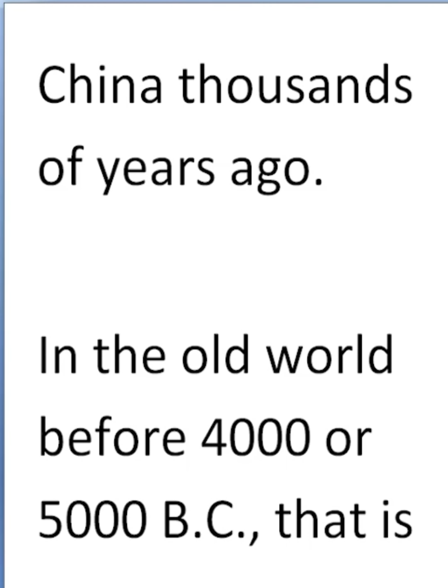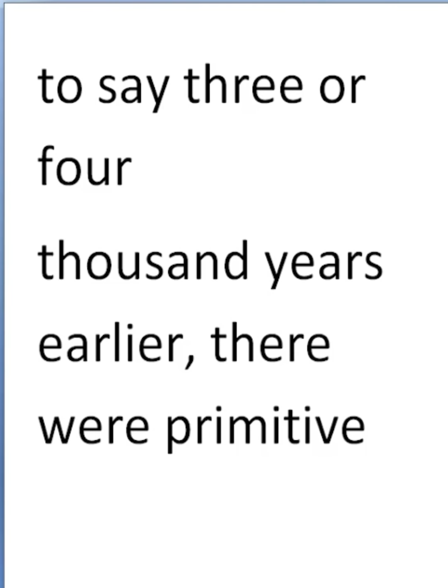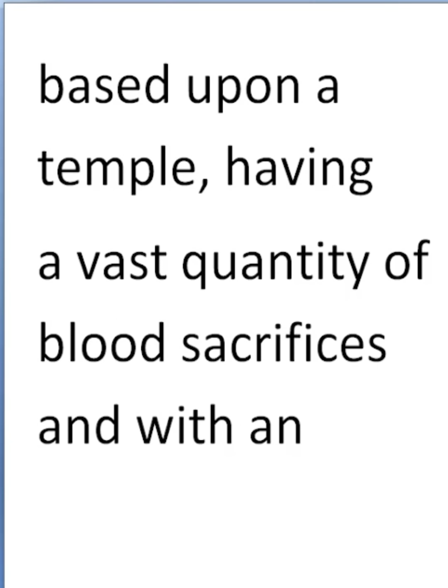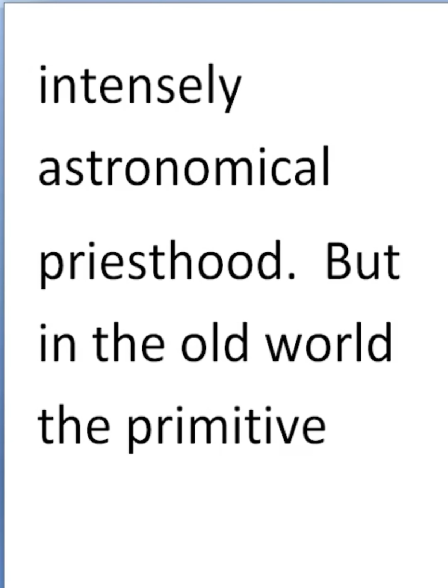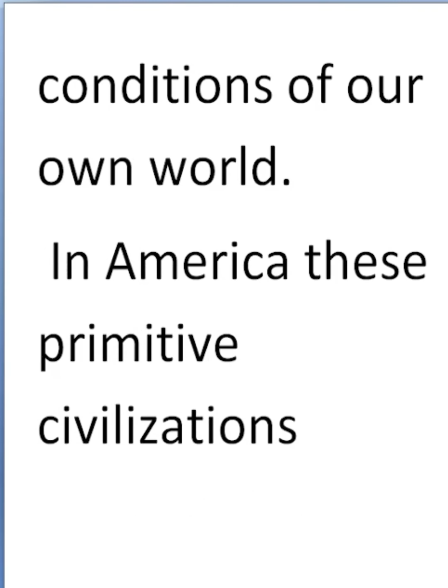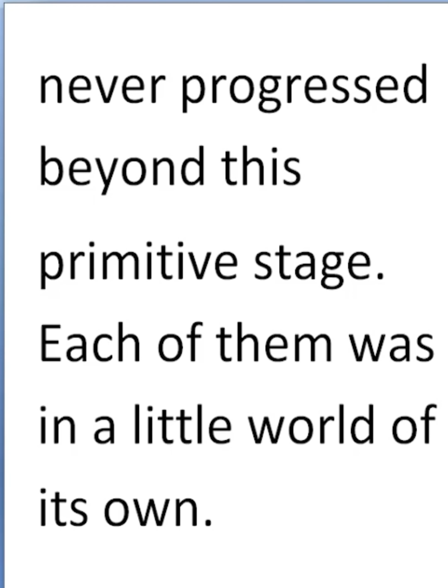In the old world before 4000 or 5000 BC, that is to say 3 to 4000 years earlier, there were primitive civilizations not unlike these American civilizations. Civilizations based upon a temple, having a vast quantity of blood sacrifices, and with an intensely astronomical priesthood. But in the old world, the primitive civilizations reacted upon one another and developed towards the conditions of our own world. In America, these primitive civilizations never progressed beyond this primitive stage. Each of them was in a little world of its own.